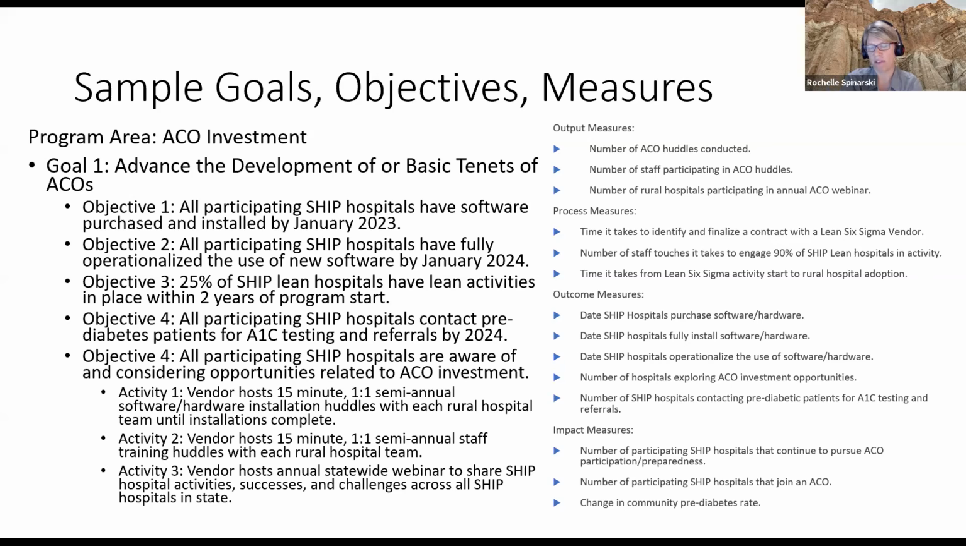And then on the far right hand side, you see a column of output measures, process measures, outcome measures, and impact measures, all of which tie back to this list of objectives and the different activities that we have built into this, I'll call it fake SHIP program. It probably reflects one of your SHIP programs in some way, but just one of the program activities as far as goal one and what it might look like.